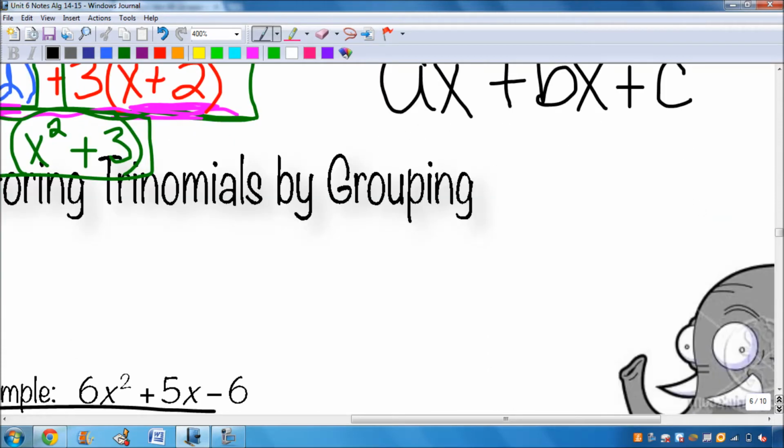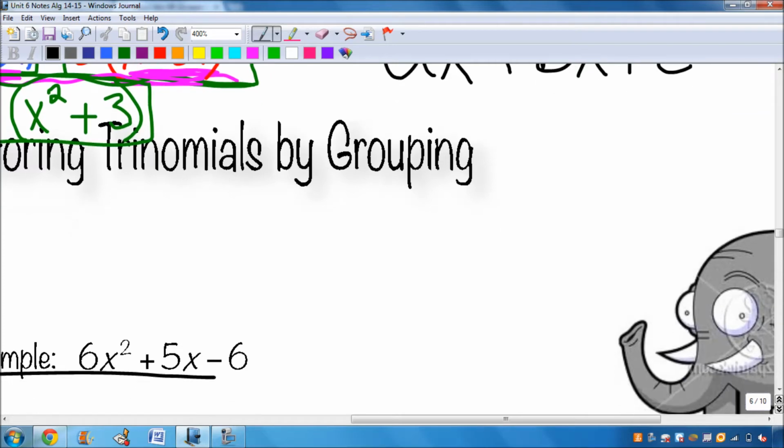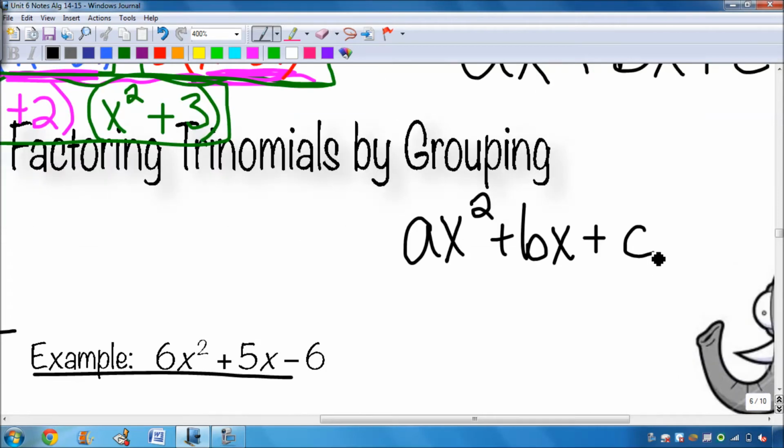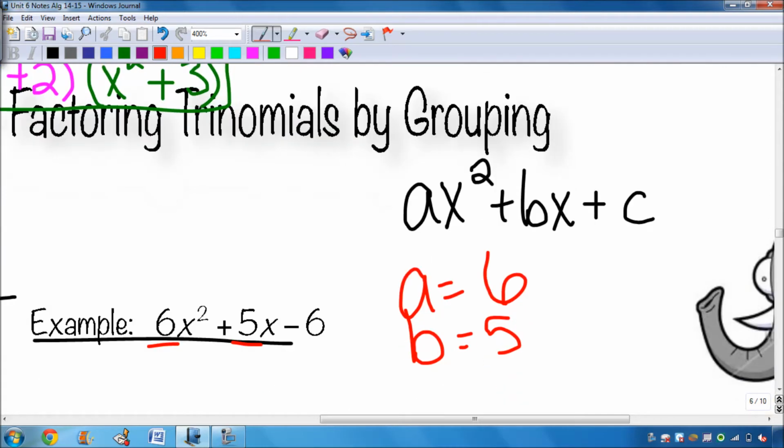So for example, the example that you see on your paper says 6x squared plus 5x minus 6. So this is our example that we're looking at. The a value is the 6, the b value is the 5, and the c value is the negative 6. So again, this means that a is 6, b is 5, and c is negative 6.